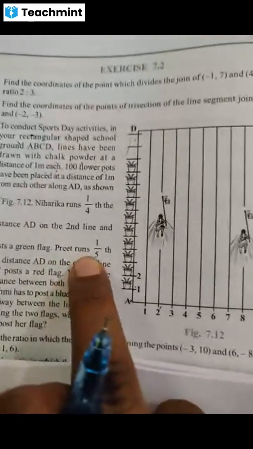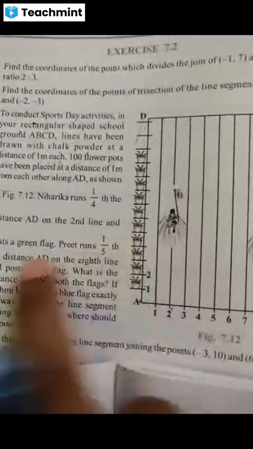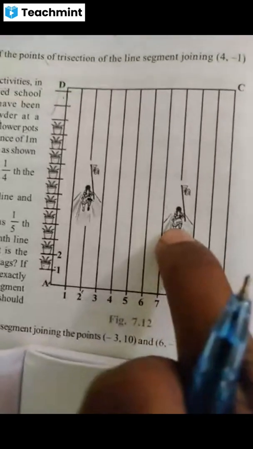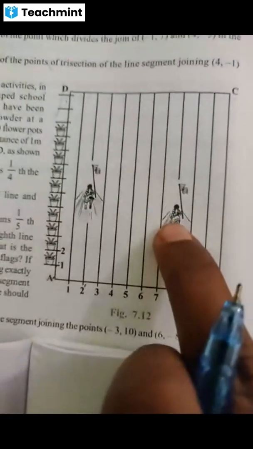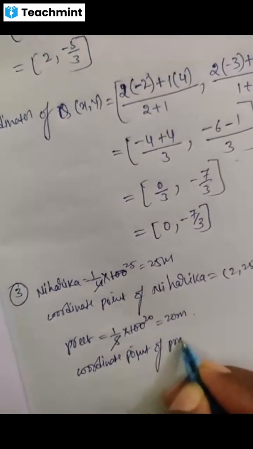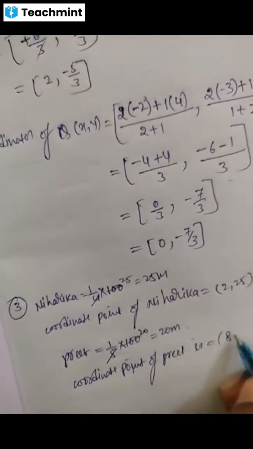Preet runs 1/5 of the distance AD. So 1/5 of the distance AD, which is 100, is 5 times 20 is 100, so 20 meters. So the distance AD on the 8th line, and posts a red flag. 8th line means x is 8, and the line where it is 20. So 8 comma 20 is the coordinate point of Preet.